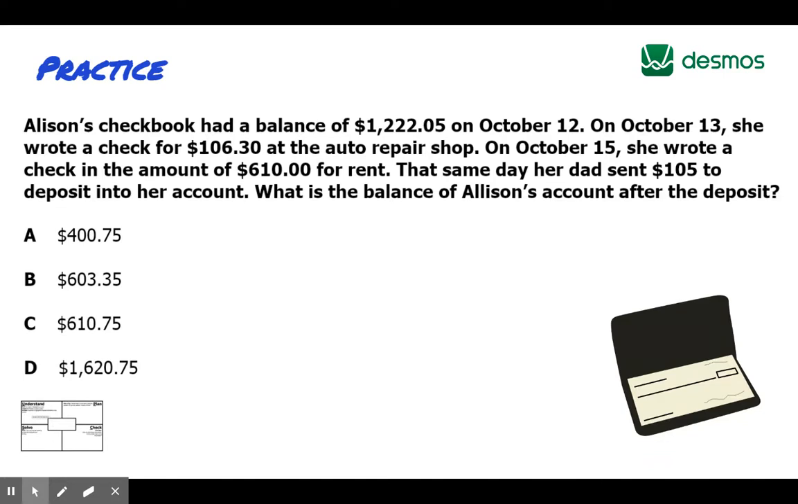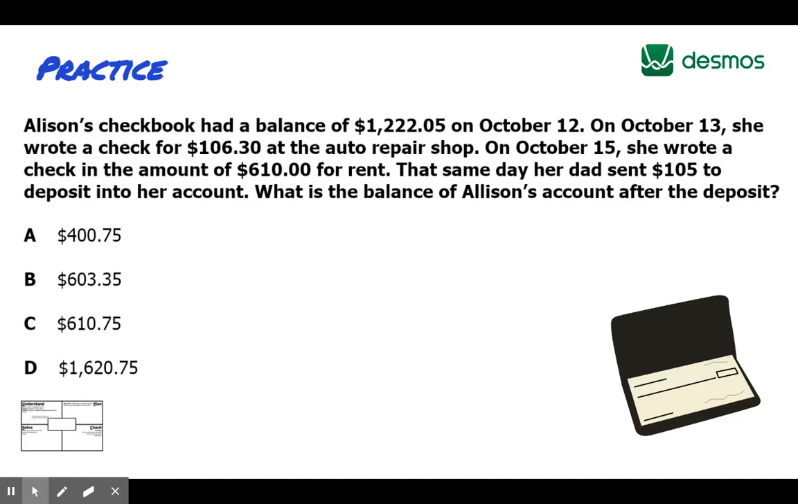So now we're going to practice it on our own. Allison's checkbook had a balance of $1,222.05 on October 12th. On October 13th, she wrote a check for $106.30 at the auto repair shop. On October 15th, she wrote a check in the amount of $610 for rent. That same day, her dad sent her $105 to deposit into her account. What is the balance of Allison's account after the deposit?